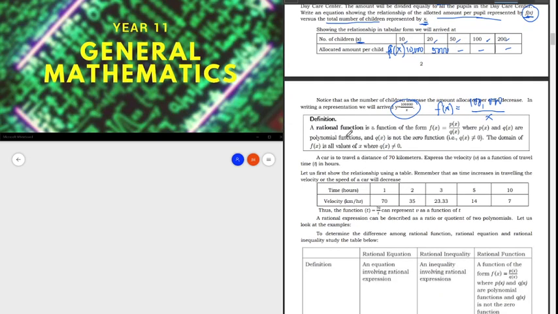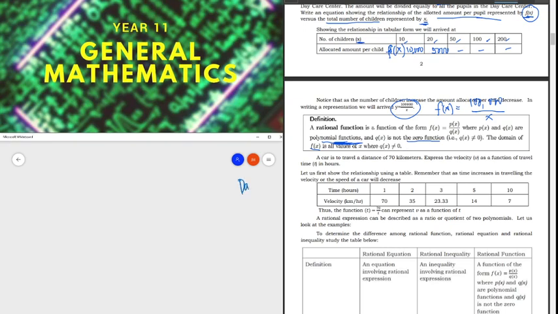So we have now the definition of a rational function: a function of the form f of x equals p of x over q of x, where p of x and q of x are polynomial functions. Remember that, polynomial functions. And q of x is not a zero function. It should not be equal to 0. Why? Because it will make the equation undefined. So the domain of f of x is all values where q of x should not be equal to 0. Remember, we already discussed what domain is, that is the value of x. The result would be the y.